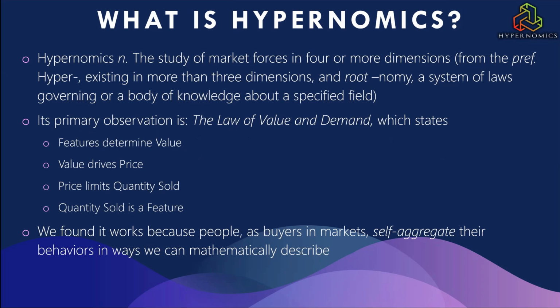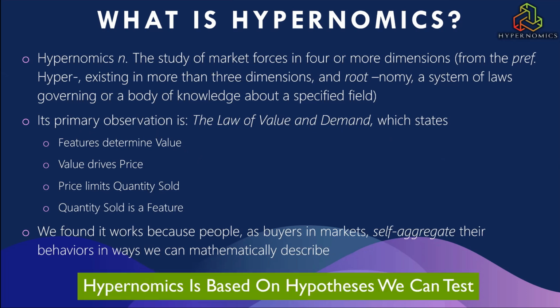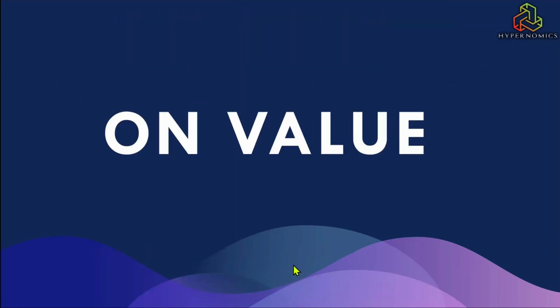And the reason it works is because people in markets as buyers, they basically self-aggregate their behaviors. They don't all do the same thing, but they do their behaviors within a range of responses that makes it so you can describe these things mathematically. And so this gives us some hypotheses that we can test. So we're going to look at the value, demand, and cost in that order here and check out how we can establish some mathematics that shows how these things relate to one another.